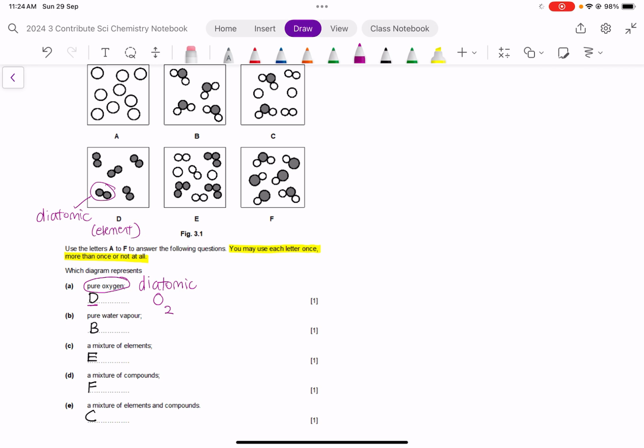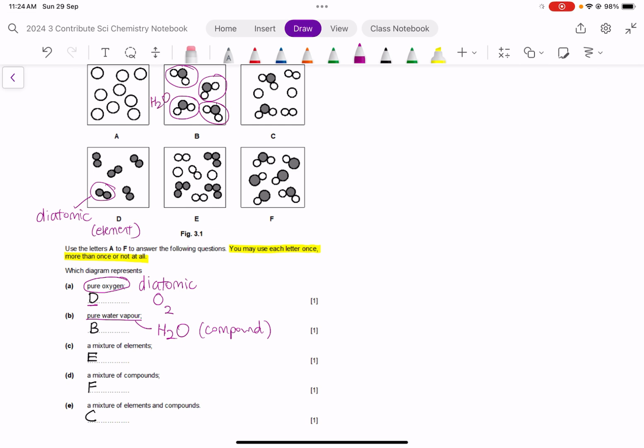Next, we go to pure water vapor. Now, pure water vapor, water is H2O, it's a compound. So now we will look in A, B, C, D, E, F for a compound where there are 2 hydrogen atoms, 1 oxygen atom, and that's B. All of the particles in B are H2O.